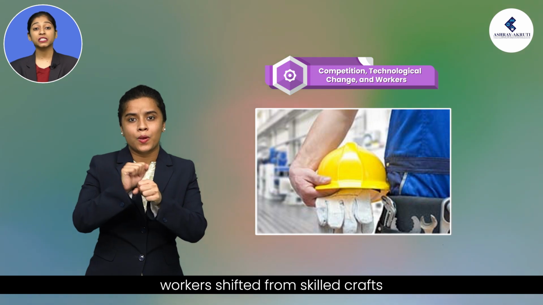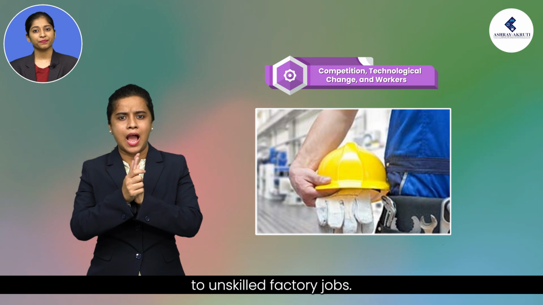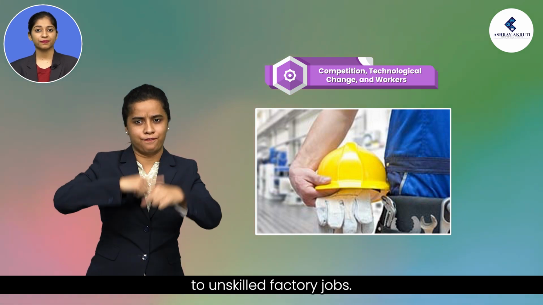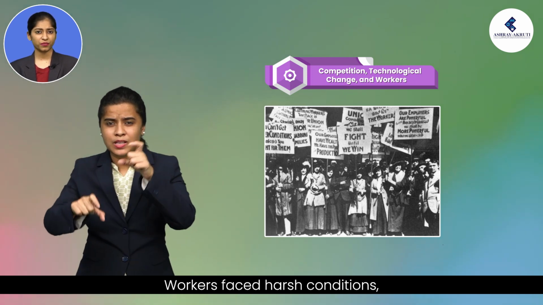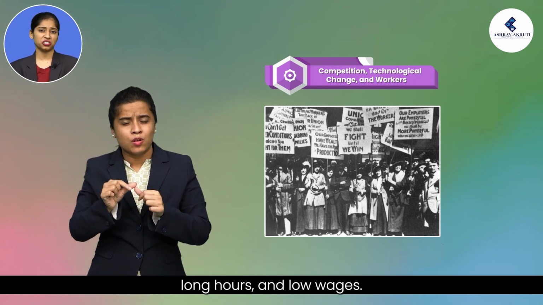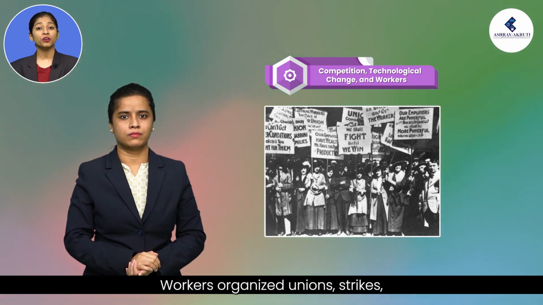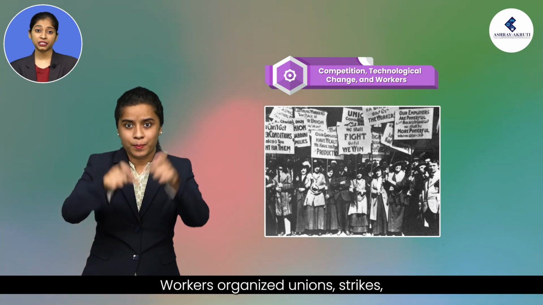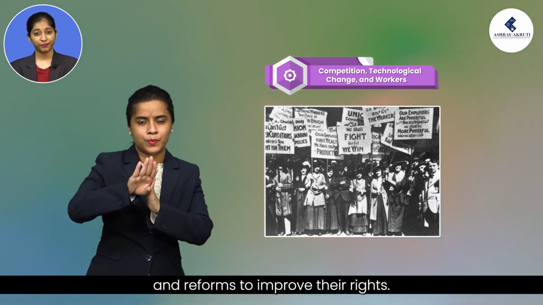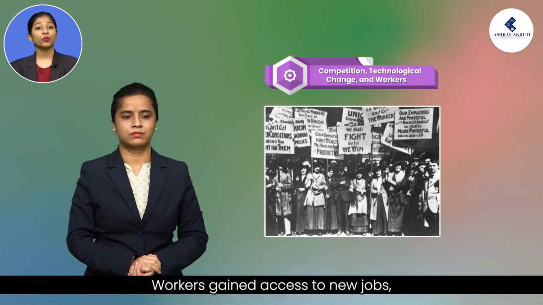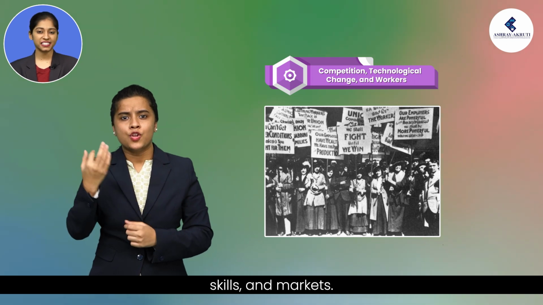Workers shifted from skilled crafts to unskilled factory jobs. Workers faced harsh conditions, long hours, and low wages. Workers organized unions, strikes, and reforms to improve their rights. Workers gained access to new jobs, skills, and markets.